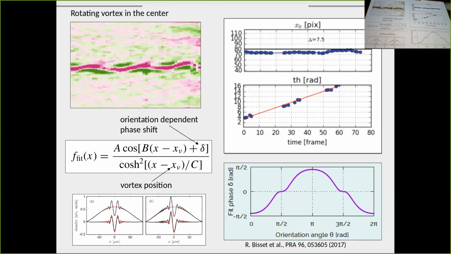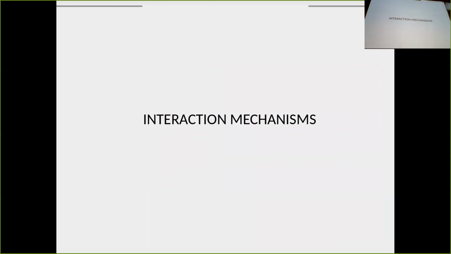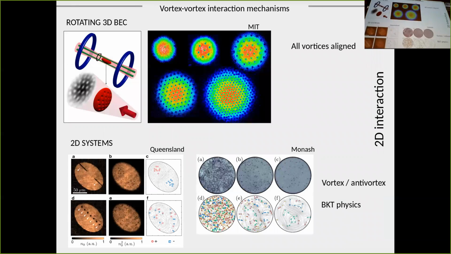We can somehow calibrate this, but this is not so important. So let me move to the measurement we did on interacting vortices. So what was done so far?